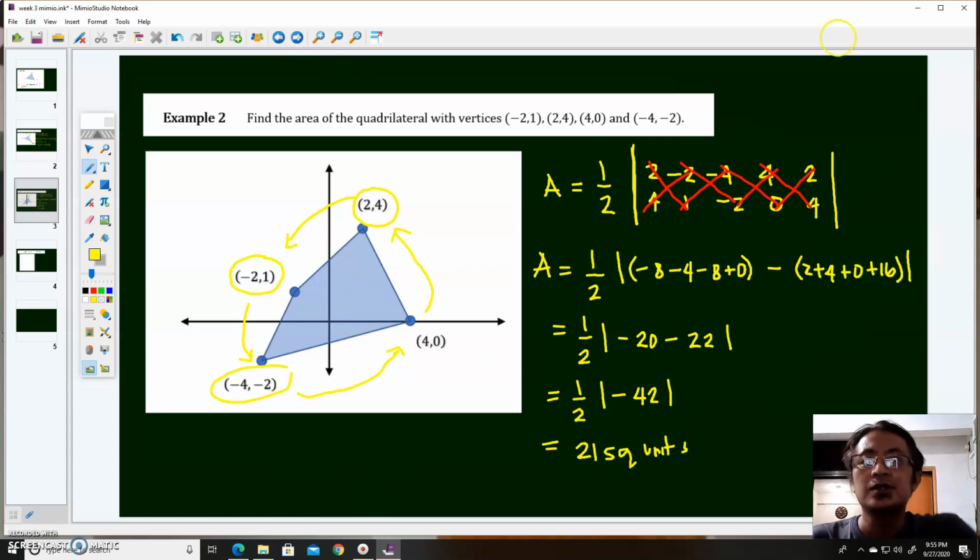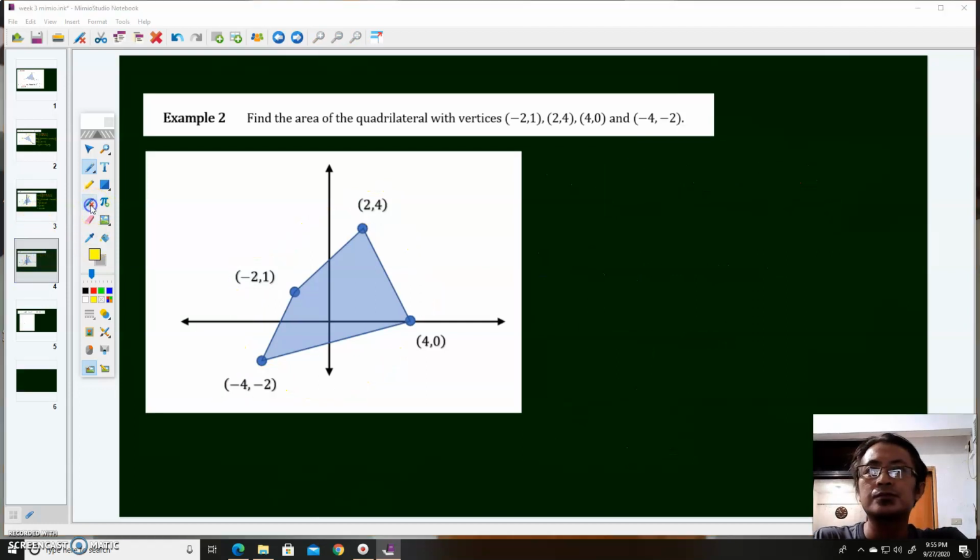Now, let me answer the same problem. This time we will be moving in the other direction and we'll be starting with a different point. Just to show you that the formula will still work. Okay. So we will start. The area is 1/2. And then let's set up the matrix.